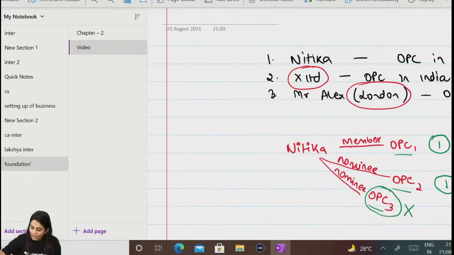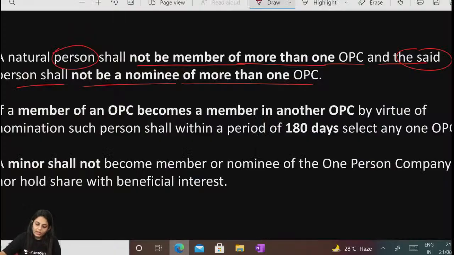So I repeat the point again. A natural person shall not be a member of more than 1 OPC and the said person shall not be a nominee of more than 1 OPC. I hope it's clear to everyone.